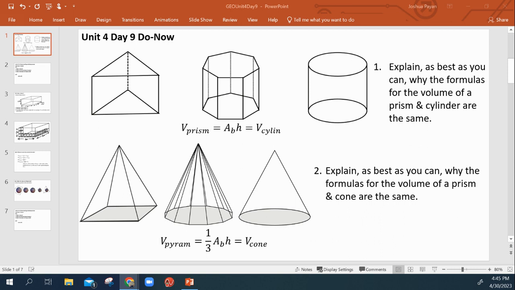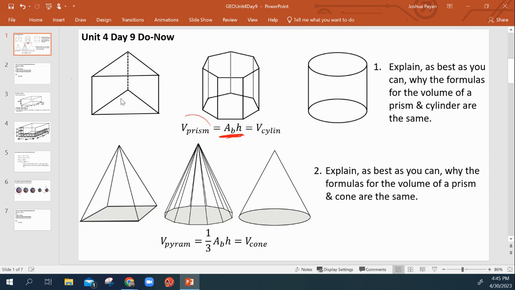Okay, so this first video is really just to walk us through what we see here in the do now, and really the point of this do now in this lesson is such that we are relating prisms to cylinders and pyramids to cones. You'll see what I mean here in a second. So this first question, I'll give you a second if you want to pause the screen and go ahead and read it. This first question is pretty easy to answer.